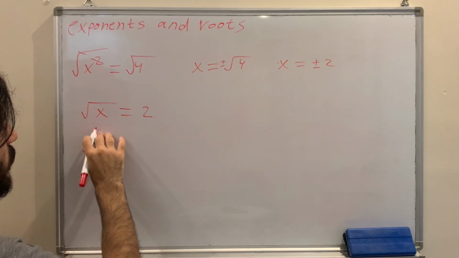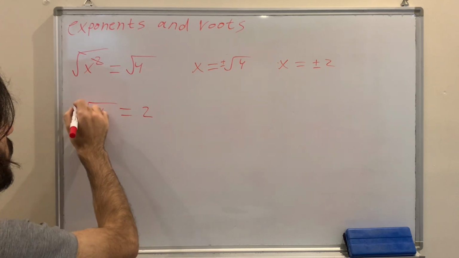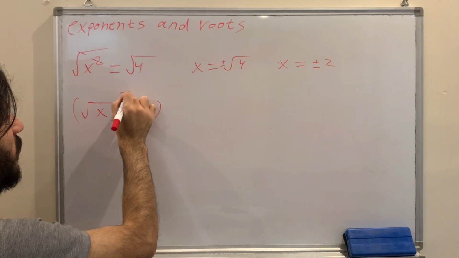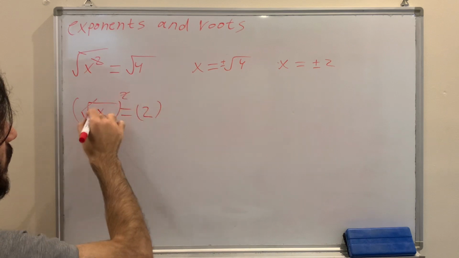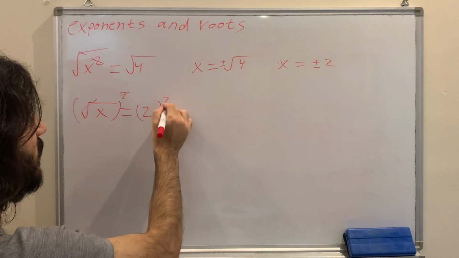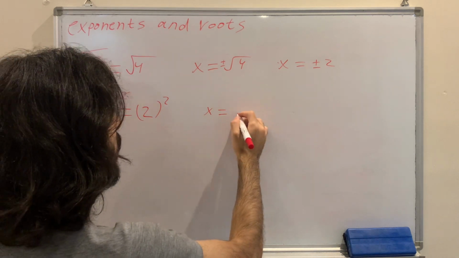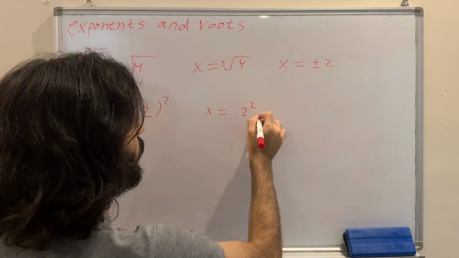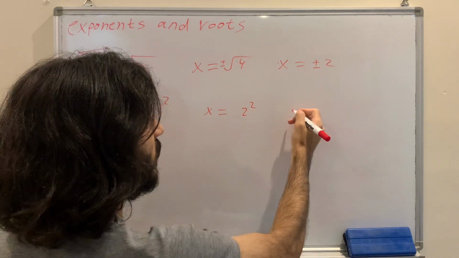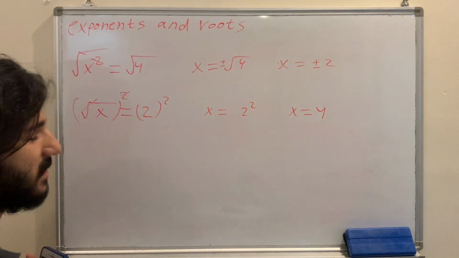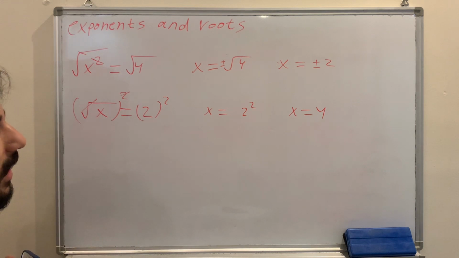Here, the square root of x equals 2. We can just square both sides. And again, the squares cancel out, the square and the square root. And here, we're gonna get x equals 2 to the power of 2, which is 4. So x is gonna equal 4. And it's that simple.